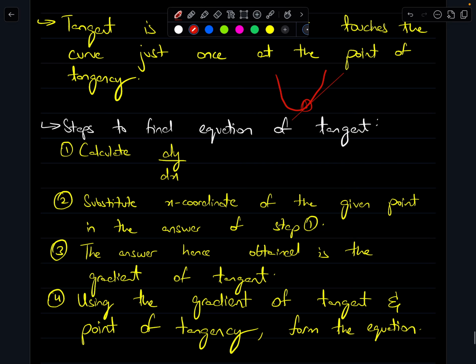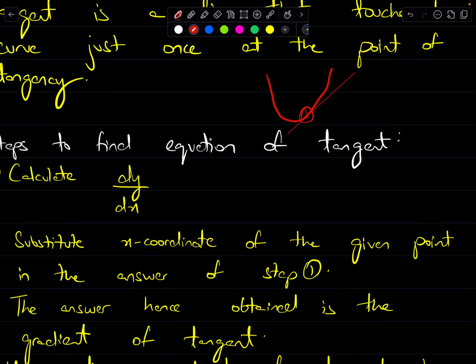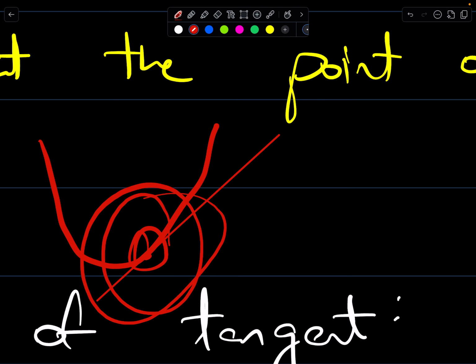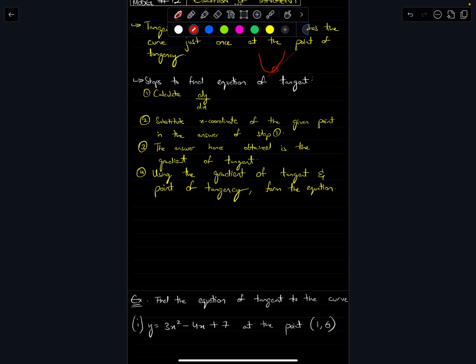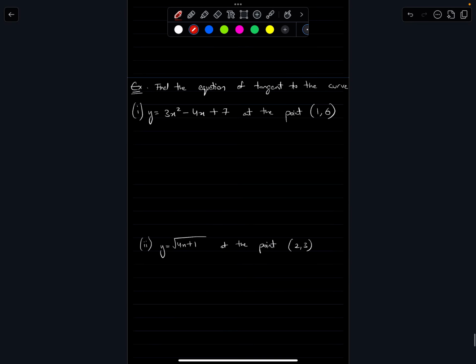In order to find the equation of the tangent, before in lower grades we used to draw a tangent to find a gradient at a particular point. But now we find the exact gradient by finding dy by dx and then substituting the x coordinate of the given point in the answer of step one. The answer which we will obtain would hence be the gradient of the tangent at this particular point. And using the gradient and a point, we will form the equation of the tangent.